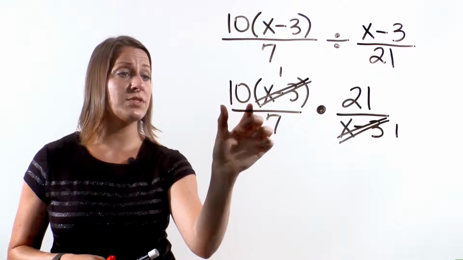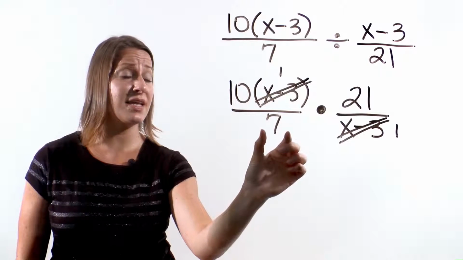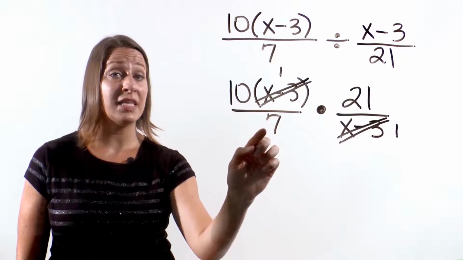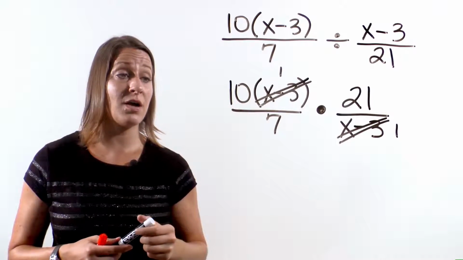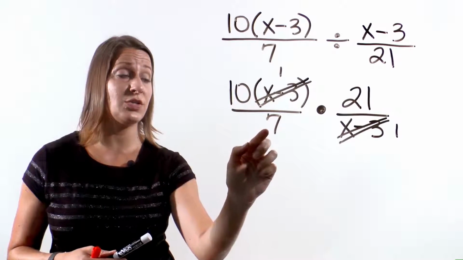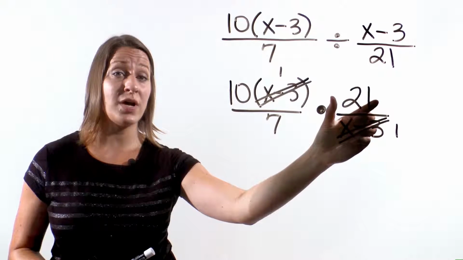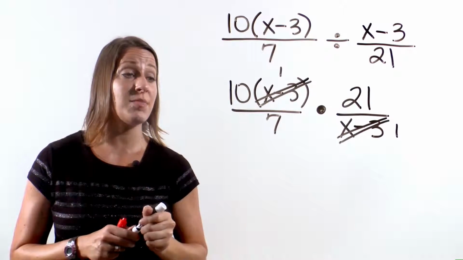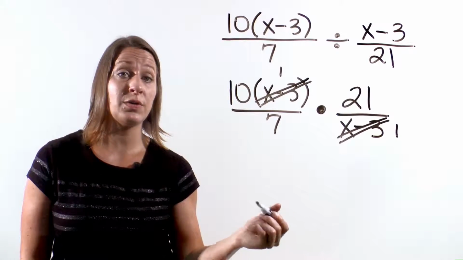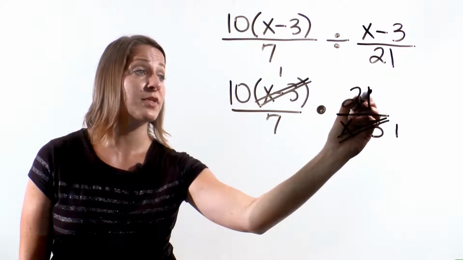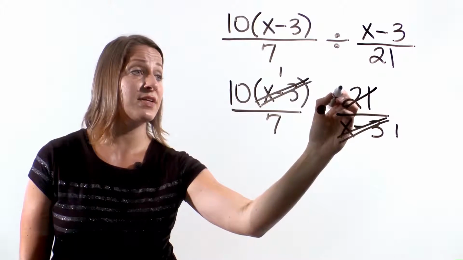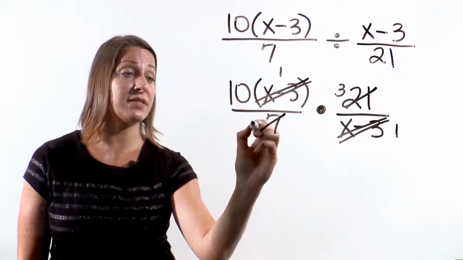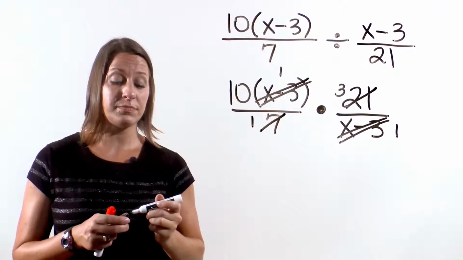Next, notice the numbers that we have left. We have a 10 and a 7 and a 21. The 10 and the 7 do not have anything in common, so we cannot cancel these two. But because the 21 is in the numerator and the 7 is in the denominator, we can simplify those by dividing out a 7. 21 divided by 7 is a 3. 7 divided by 7 is a 1.